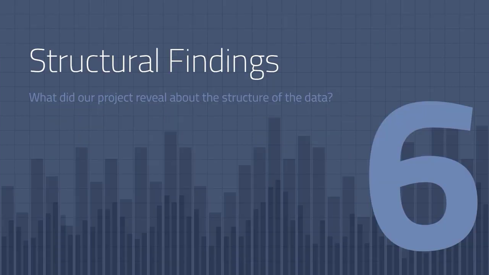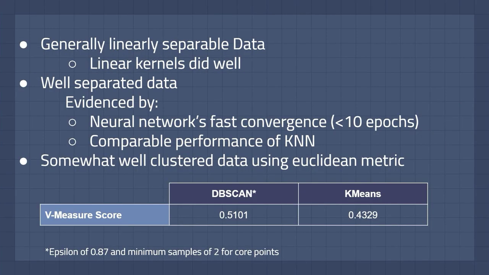Structural findings. What did our project reveal about the structure of the data? After our analysis, we can conclude that the data is generally linearly separable. In all of our tests, the linear kernel outperformed the other kernels. Also, the good performance of a naive classifier such as KNN suggests that ours is well-separated data.